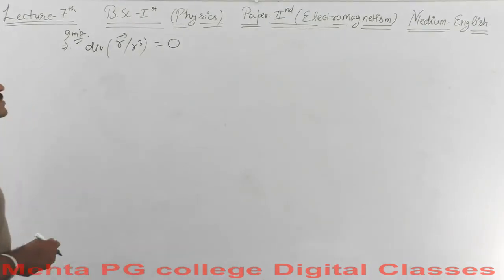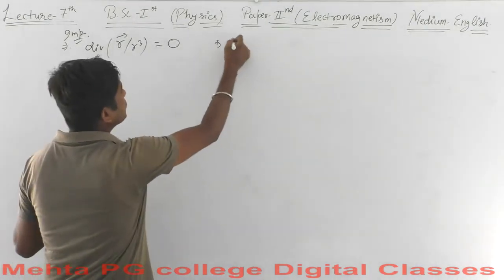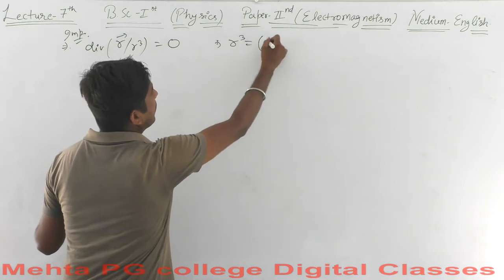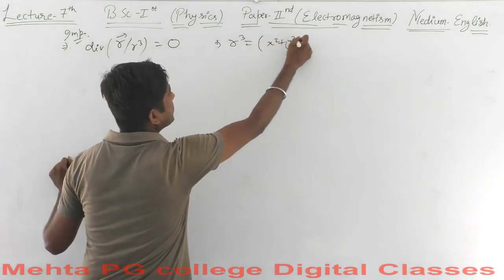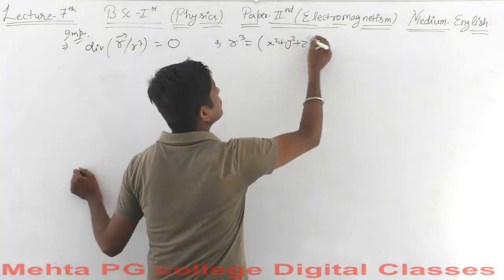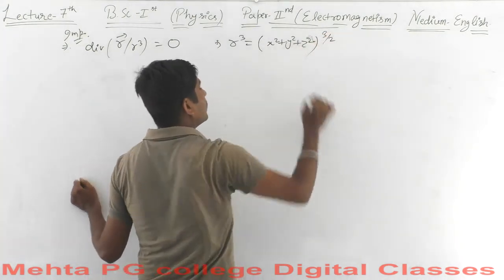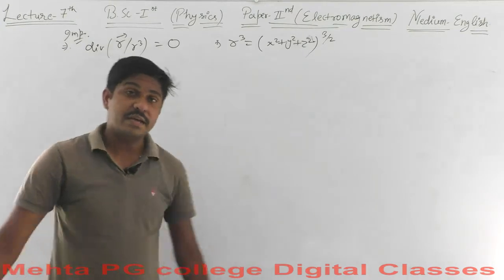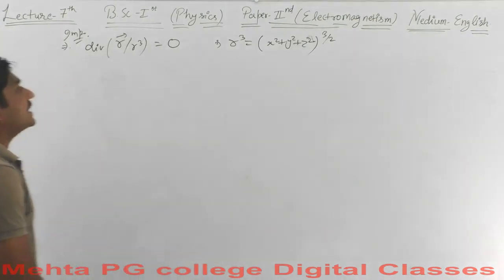So for r cube, r cube will be equal to x square plus y square plus z square, and the whole power will be 3 by 2. This is for r cube.